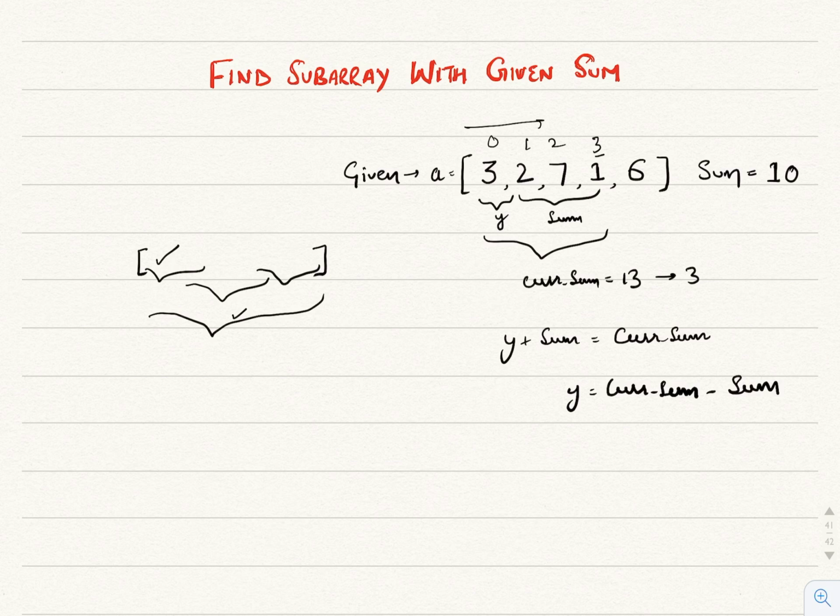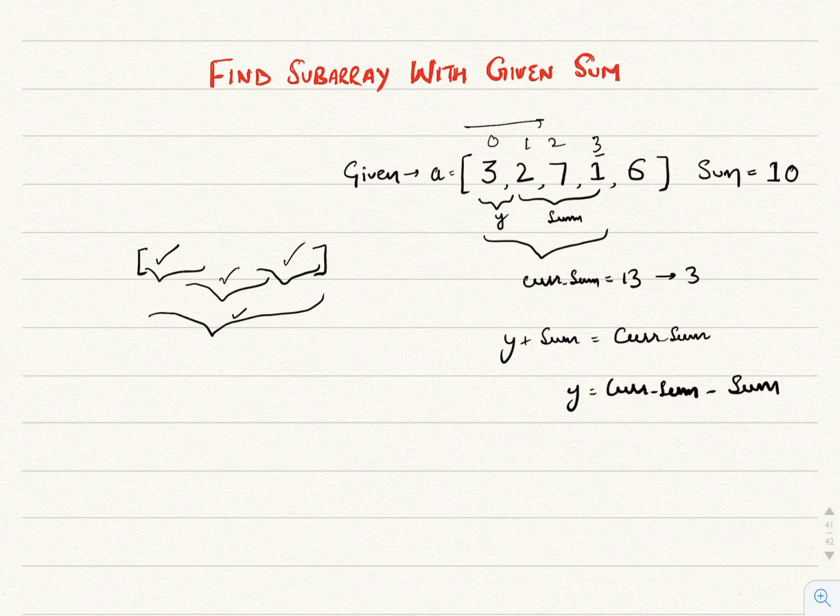And if at some traverse we have found out that y, which is current sum minus given sum, has already appeared, then we can easily say we have found the subarray with the given sum. With this approach of saving the map of current sum and index, we can exactly find out the index of the required subarray as well. So this solution will help us solve the problem with case this and this.